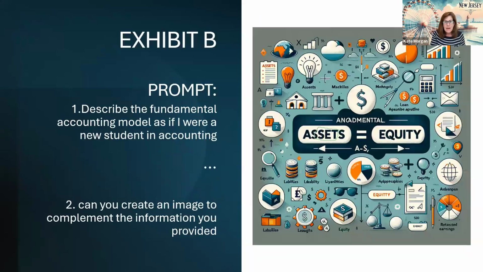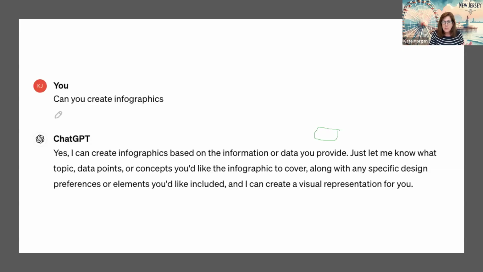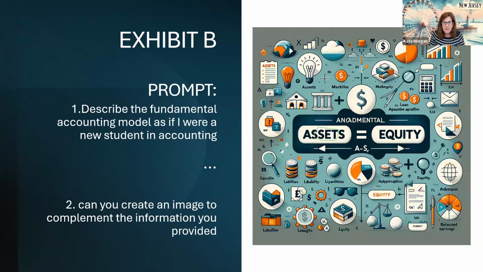Exhibit B, how about I asked ChatGPT, in a little backwards motion, explain to me the fundamental accounting model as if I were a new student. So it gave me two paragraphs on this model. And then I said, now give me an image to complement that. Well, it gave us that terrible image and that was unusable as well. And everything's spelled wrong. I don't even know what it's saying, but it gives me a headache.